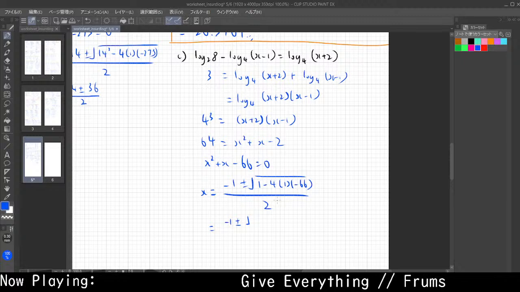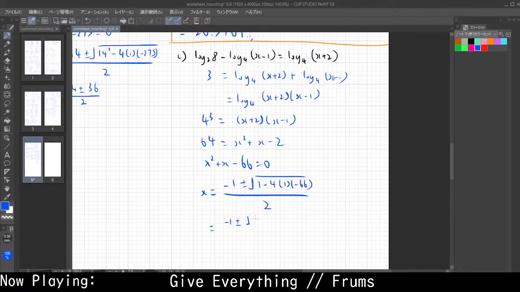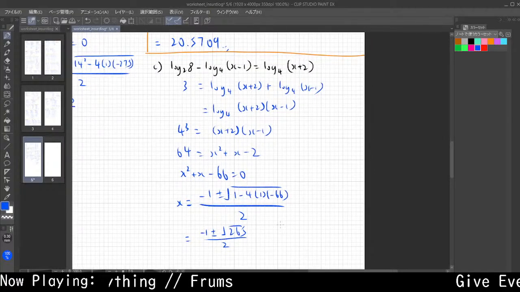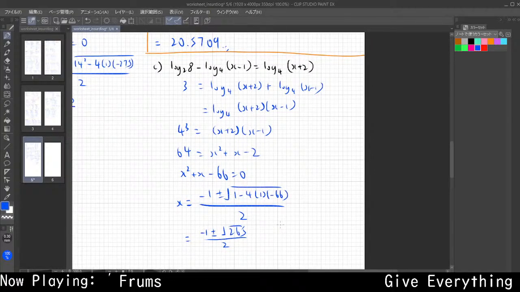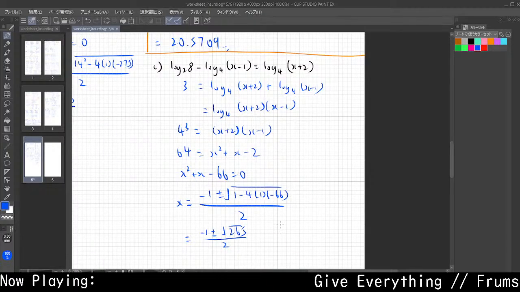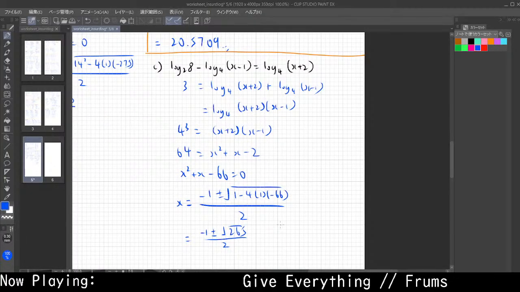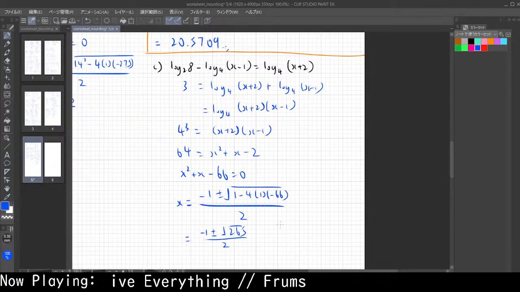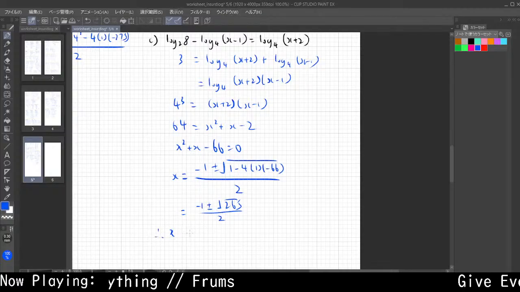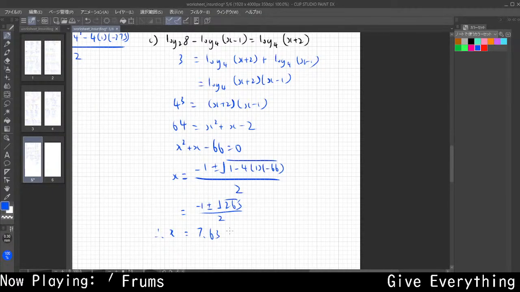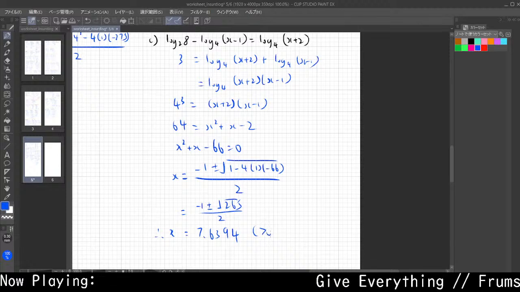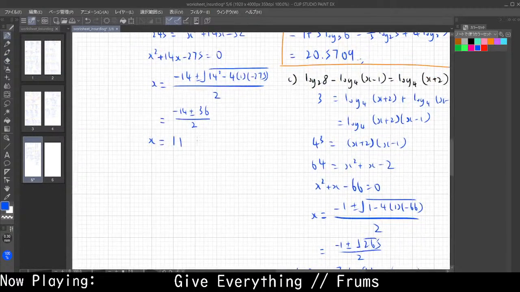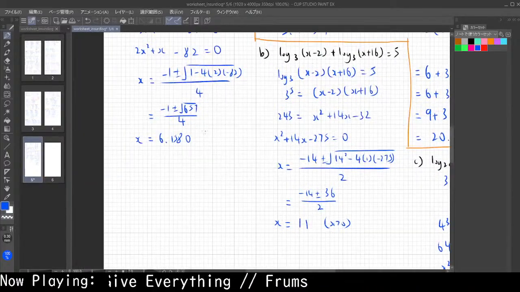This gives 1 plus the square root of 265 over 2. Again, you want the positive x. You do not want it to be negative because it goes against log basically. So you can skip calculating the minus, just calculate the plus version. So plus version gets us 7.6394. X equals this, which is positive. It goes to here.